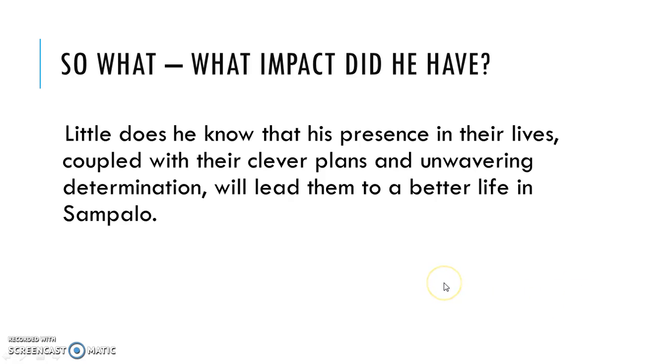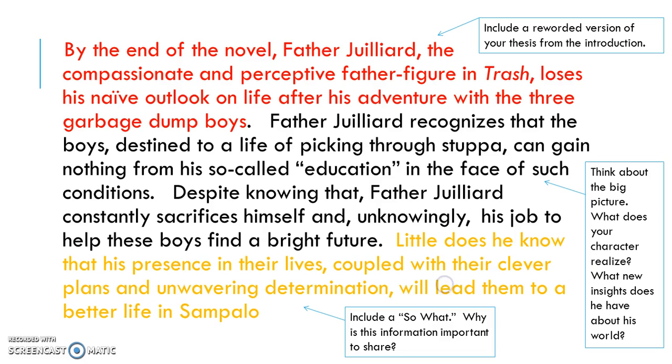So you have those three pieces in your conclusion. Let's take a look at it all together. The red part at the top is the reworded version of the thesis from the introduction. The black part in the middle is that big picture, what Father Juilliard has begun to understand after he's experienced all of these things. It could be an understanding or an insight that he's gained about the experiences he's had, about himself, about the world that he lives in.